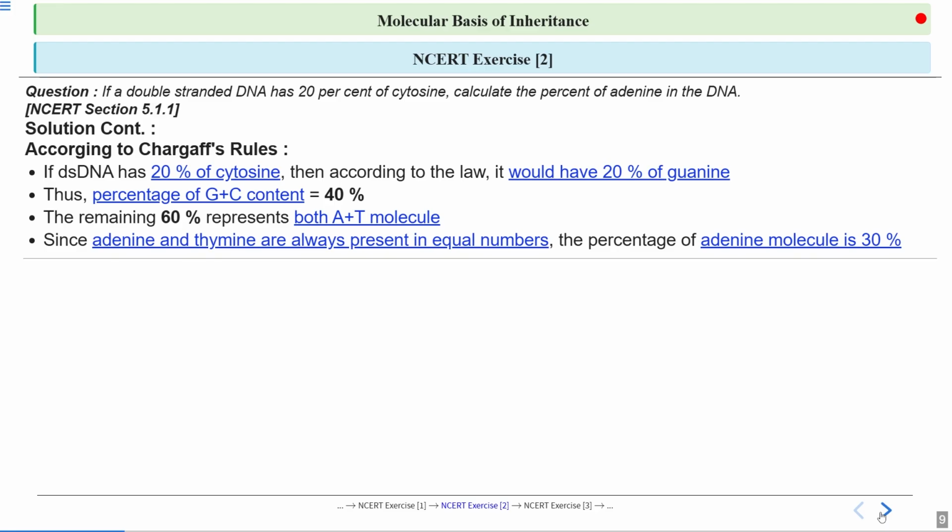So the answer of this question is that the percentage of adenine in this DNA is what?